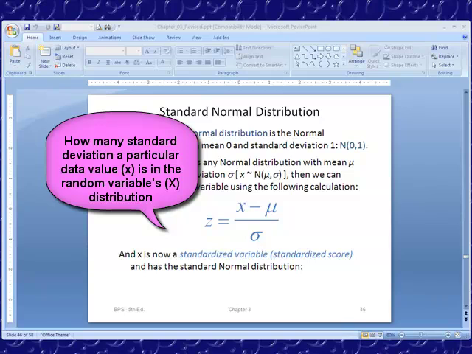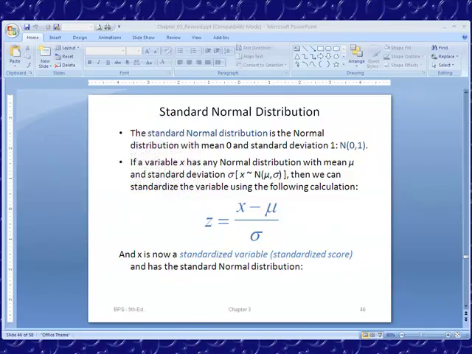So again, the z-score is how many standard deviations that variable value x is in its distribution, where it's going to have a mean of mu and a standard deviation of sigma. When we do this z-score, we now have standardized the variable, and now we can say, hey, that x value is 1.3 standard deviations away, and then we can calculate proportions and probabilities using the standard normal table, because we're seeing exactly how many standard deviations it's away from the mean.